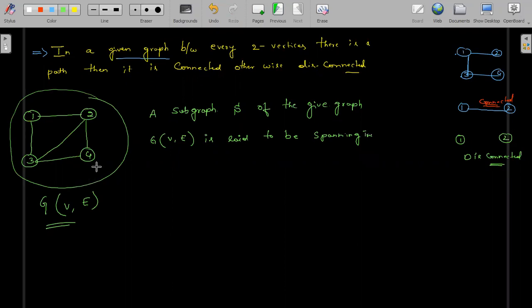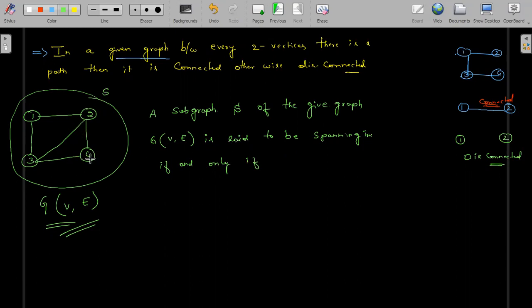Said to be a spanning tree if and only if. So how, if and only if, I will tell you that now. Okay, so there is a graph. This is a graph actually. That's why G is equal to (V, E). So a subgraph S, you are able to see, this is a subgraph S of the given graph (V, E).